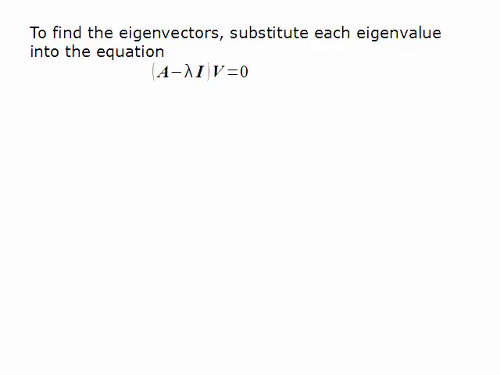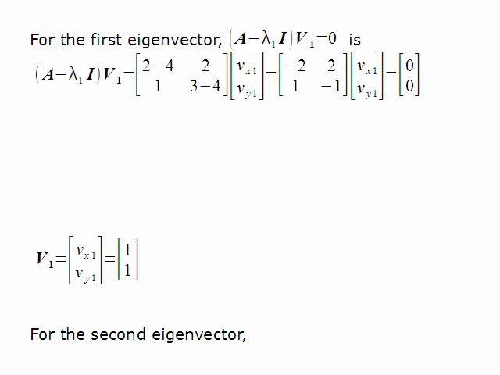So now we know these two eigenvalues, we have to find the eigenvector. To find the eigenvector, we substitute each eigenvalue into this equation and solve for the components of the vector v. So this is the first case. Remember that the first eigenvalue is 4. So here's your A matrix, 2, 2, 1, 3, and you subtract 4 along the diagonal and end up with minus 2 and 2, 1 and minus 1.